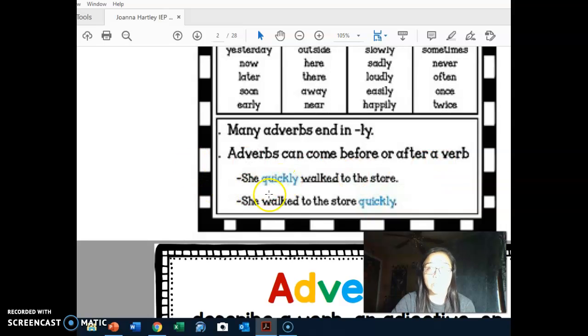So for example, she quickly walked to the store. But you can also write it, she walked to the store quickly. You see how we have the word quickly. We have our adverb before the verb. What did she do? She walked. But then when you rewrite it, you put your verb first and then you write your adverb. So what did she do? She walked. How did she go to the store? Quickly. So your adverb would be quickly. And notice how it ends in ly.